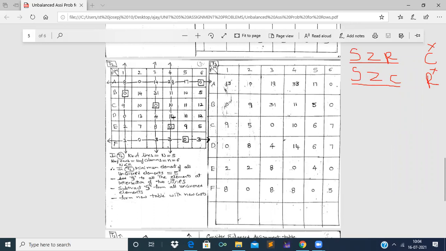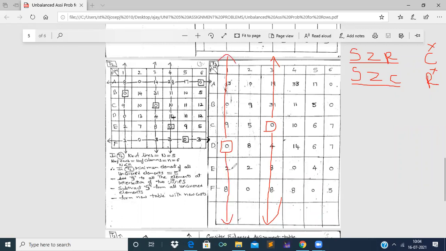In the second row, we also find 2 zeros. Therefore, don't disturb this second row. Now, in the third row, we find a single zero. Therefore, we give assignment to this third column, as the assignment is made in this third column. Now, let us move to the fourth row. Fourth row is also containing a single zero. Therefore, we strike off this first column as the assignment is made in the first column.